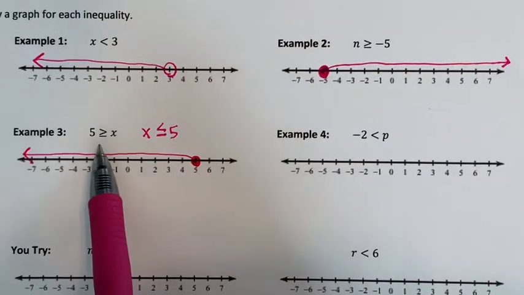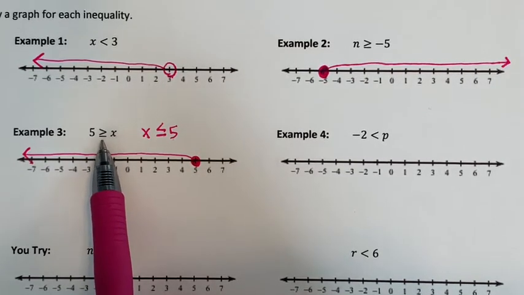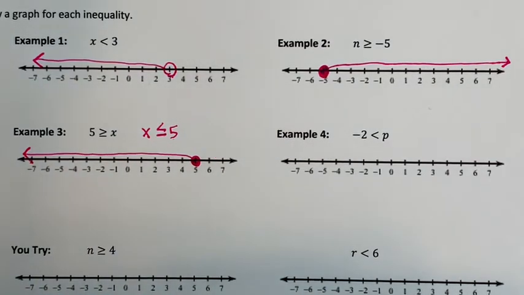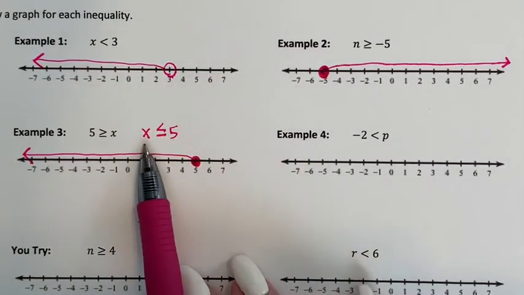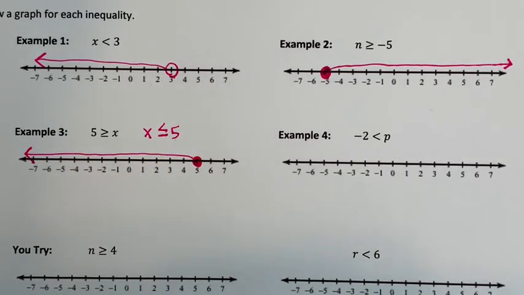If you would have graphed based on the inequality that was given to you, this looks like a greater than or equal to sign. It is not, because you have to read it from the variable. So again, you're reading it backwards, x less than or equal to 5, which is why I always prefer to rewrite it with the variable on the left. All right, last example here.